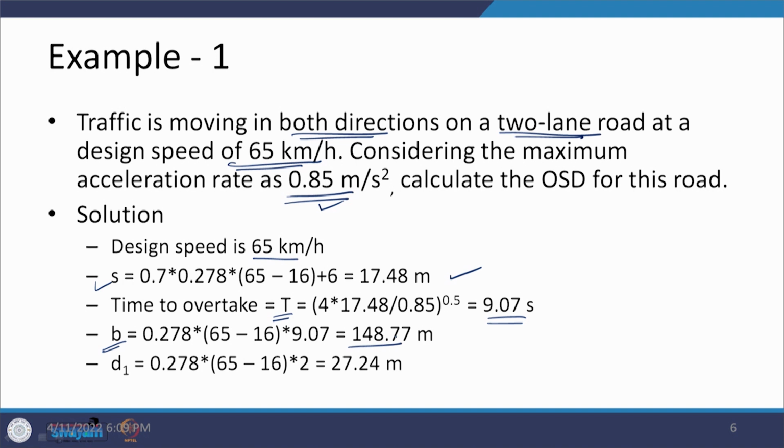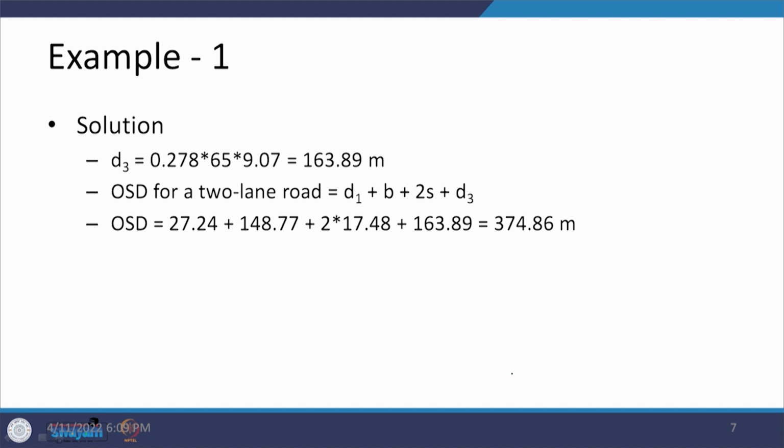So, we are calculating using the same formula. d1 is the distance travelled with the speed Vb during the time to follow, and time to follow is 2 seconds. So, it is 0.278 into (65 minus 16) into t, which comes out to be 27.24. And d3 is the movement at the design speed during the time capital T, which was 9.07. So, 163.89 is the distance travelled by the vehicle coming from the opposite direction.